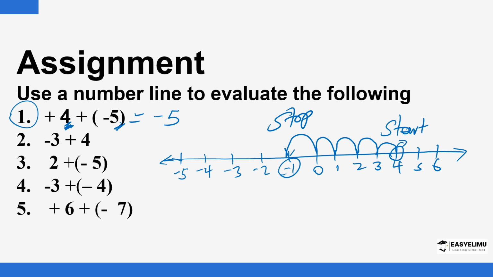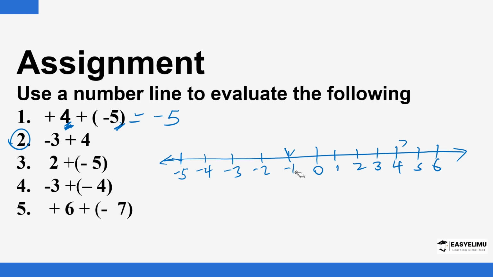Let's look at the second one as well. Again, the procedure is the same. Take note of where we are starting from. We are starting from where? From -3. So start. Take note of the direction. Which direction is that? Positive.